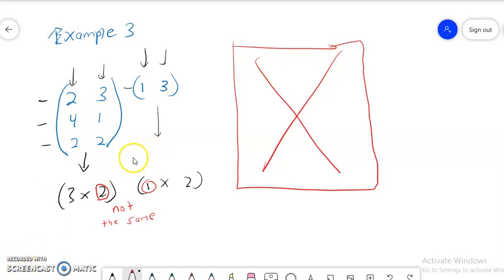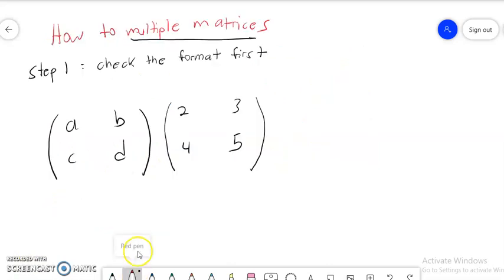Okay, now I'm going to show you how to multiply. We have come to the last stage of this: how to multiply matrices. Step 1: first, we have to check the format. We have done this example a few times. So the format of this is 2 by 2 and the same goes for this one. Since the numbers are the same, we can multiply this.